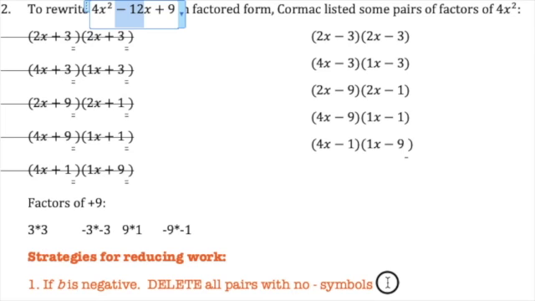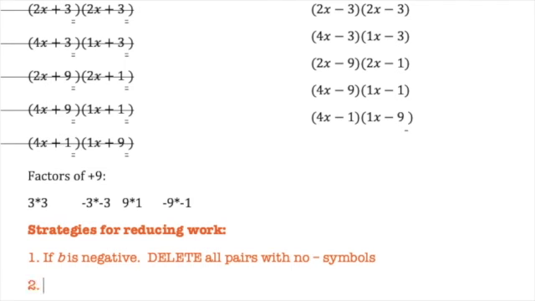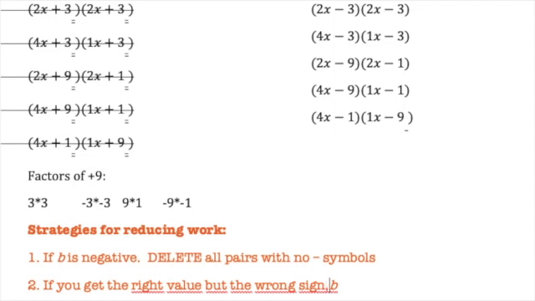The other strategy, which we've already talked about, is: if you get the right value for B but the wrong sign, just switch the operators, which are the plus and the minus symbols.